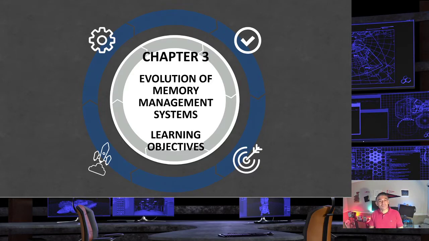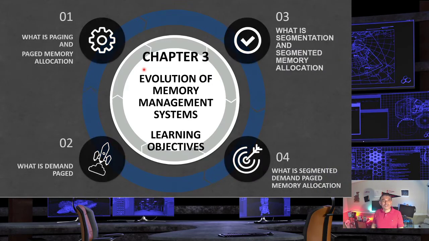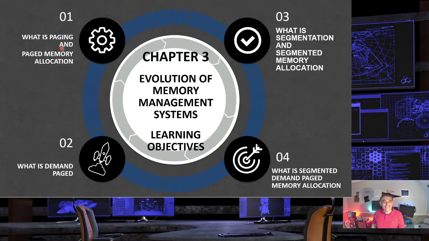Today we will be talking about the evolution of memory management systems as part of our review of the operating systems course. First, to the learning objectives. We will be learning about paging, the meaning of paging and what the paged memory allocation system is. Number two, we will be learning about the demand paged memory allocation system. As our third objective, we will understand the concept of segmentation and talk about the segmented memory allocation system. And finally, we will be talking about the segmented demand paged memory allocation system.